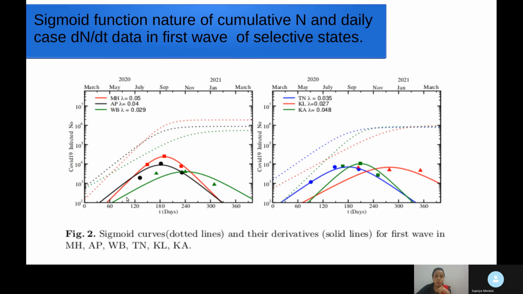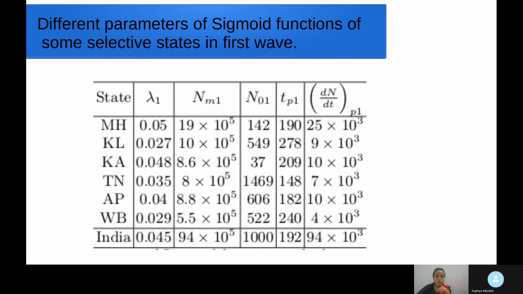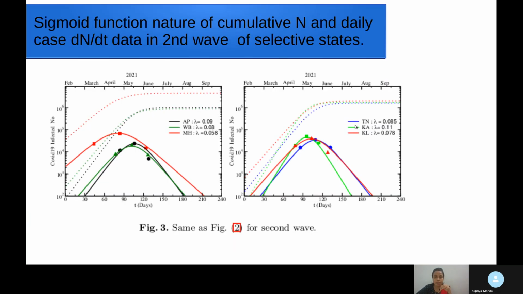For the first wave, we select some states like Maharashtra, Andhra Pradesh, West Bengal, Tamil Nadu, Kerala and Karnataka, for which we plot daily cases and cumulative cases data respectively. In this table, we have given the detailed values of each parameter we use: lambda, Nm1, N01, Tp1 and dN/dt, which is the peak value of daily cases.